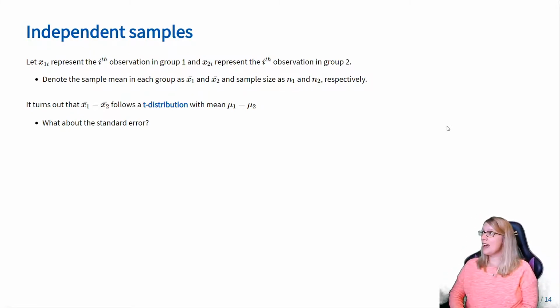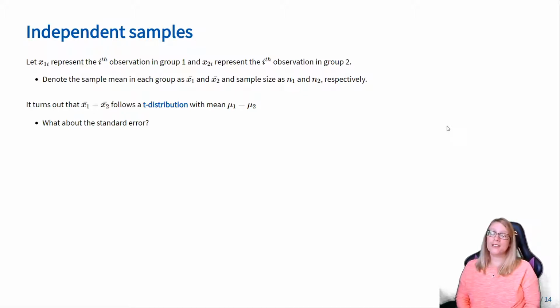We'll let x1i represent the ith observation in group 1 and x2i represent the ith observation in group 2. We'll then denote the sample mean in each of these groups as x bar 1 for group 1 and x bar 2 for group 2, which may have different sample means, again, because they're no longer paired samples. These are independent. So N1 and N2 are the respective sample sizes.